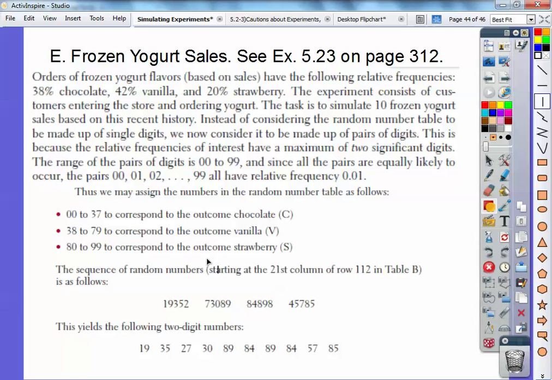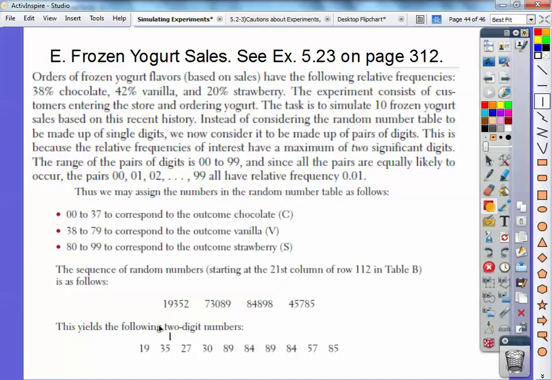Anyway, that's how you'd represent the chocolate, vanilla, and strawberry. So the sequence of random numbers starts at the 21st. Go to row 112 on table B, and then go to the 21st column, which is the 21st number in there, and that's where we start. So make sure you can locate that. It's kind of in the middle of the page, these numbers right here. I don't know why they went to that, they just want to be random. So locate the 21st column of the 112th row.